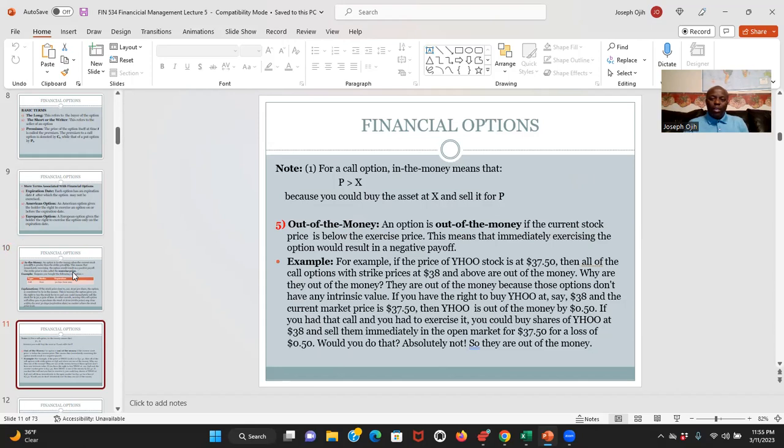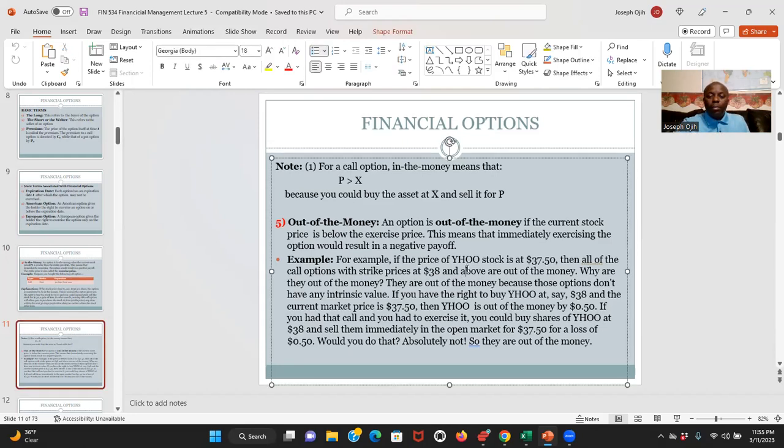Now an out of the money option is different. In that case, the current stock price is less than the strike price. We mean that when you exercise the option, you lose money. I'll give you an example. If the price of Yahoo stock is $37.50, for example, then all the call options with a strike price of $38 or above are out of the money. Why? Because you don't make money when you exercise it.